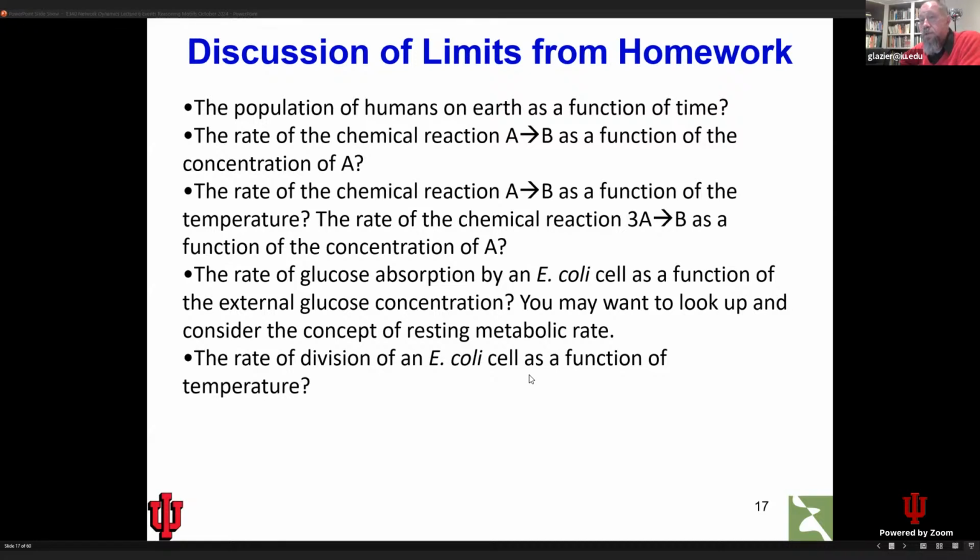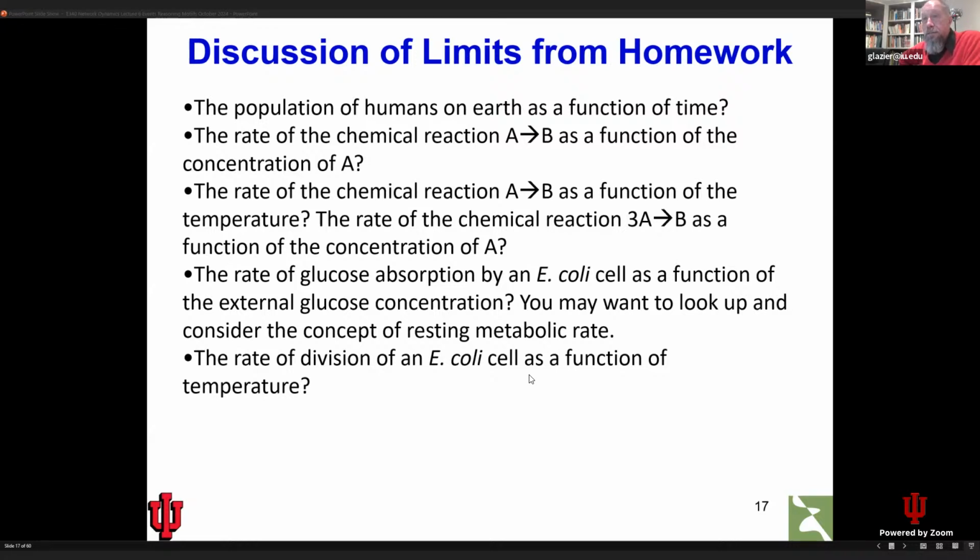Now, the next one, if I remember, and you answered, that one did trigger some thoughts. The rate of glucose absorption by E. coli as a function of external glucose concentration. It really would be helpful for modeling biology if there were a simple rule that said as you increase the glucose concentration outside a cell, the amount of glucose taken up is this fraction of glucose. And in our models, we often use that. We say you take up 10% of the glucose or something like that, or we'll say it's a Hill function.